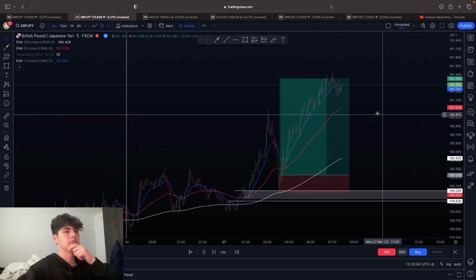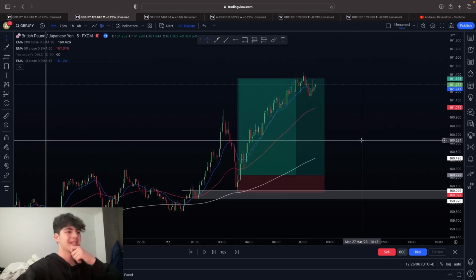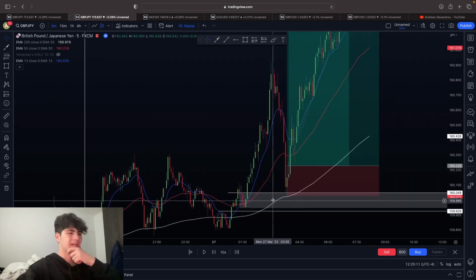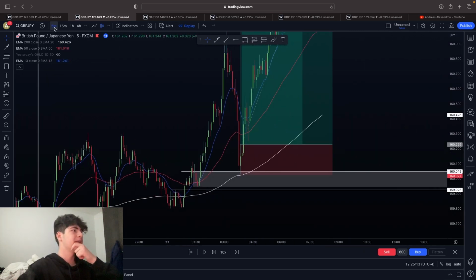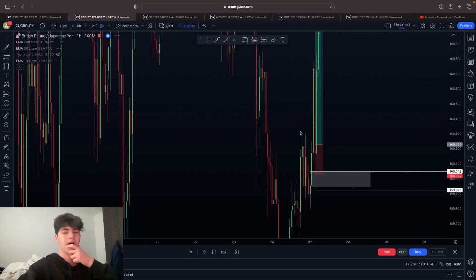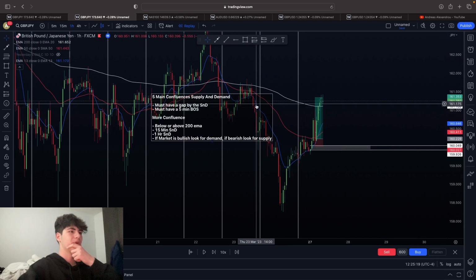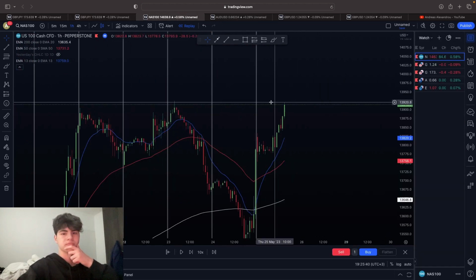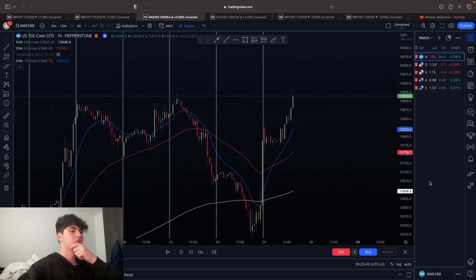Okay, let's move on to the next chart. So these are setups that I like. We're below the 200 EMA, tapping onto the 200 EMA. We got a 15 minute demand, we've got a 1 hour demand, and we've got gaps up top here that need to be filled. Okay, moving on to our third chart.